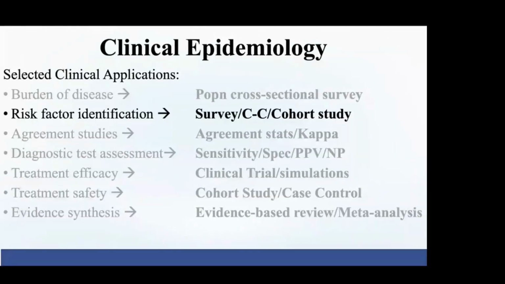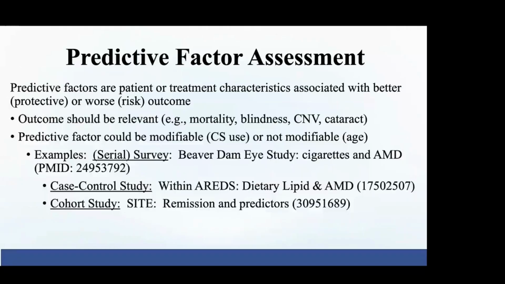All right, so we can use data from the SITE study to look at all kinds of things, and predictive factors are a lot of what epidemiology is about. And so a study trying to identify predictive factors asks whether patient or treatment characteristics can be associated with better or worse outcome. The outcome should be something relevant like mortality, blindness, choroidal neovascularization, cataract, etc. We have a long list that we looked at in SITE. And the predictive factor hopefully would be modifiable, but if it's not modifiable, we could still counsel patients about it.